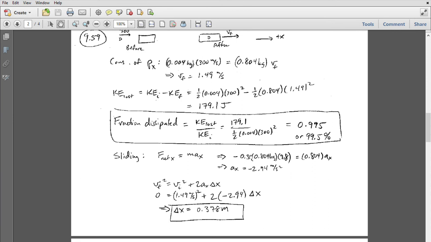So here it is, mu kinetic times the normal force with a minus sign in front of it, and that's equal to ma. Remember, the mass of the object that's moving is 0.804 kilograms. Solve for a, and that a is constant all the way until it slides to rest. So we can use kinematics to figure out how far it moves, delta x. Its final velocity is 0, and its initial velocity is what we found just after the collision, 1.49 meters per second. Run that through the kinematics and we get it goes 0.378 meters.